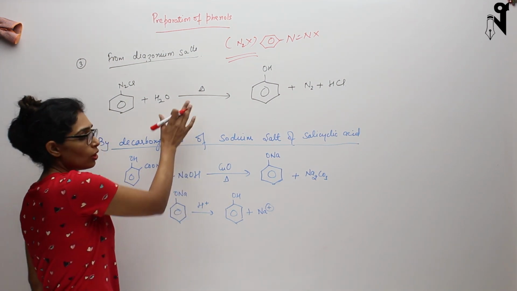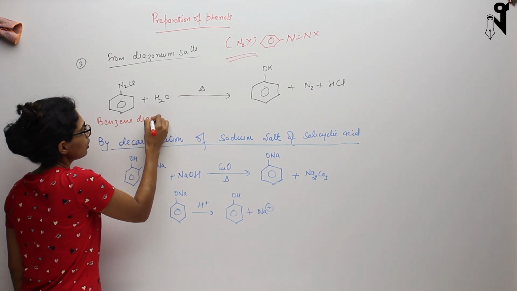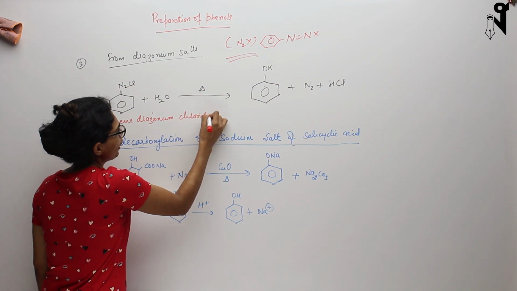This is the method of preparation of phenol. So we have taken benzene diazonium chloride here, and we have heated it with water.